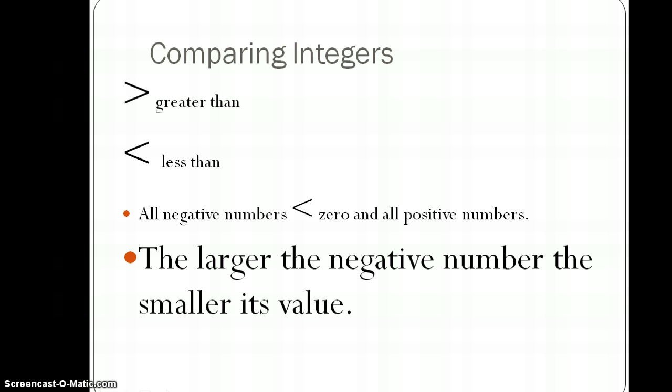You also have comparing of integers. You've got your greater than sign, you've got your less than sign. All negative numbers are less than 0, and all positive numbers are going to be bigger than negative numbers. The larger a negative number is, the smaller its value. So a negative 100 is way smaller than negative 10. It's like owing more money. The more and more debt you are in, the smaller that gets.